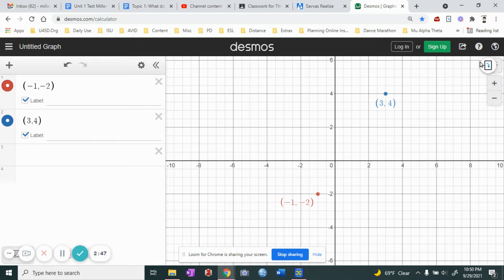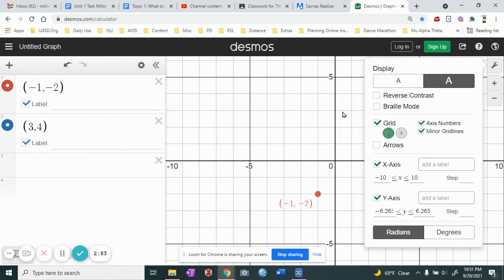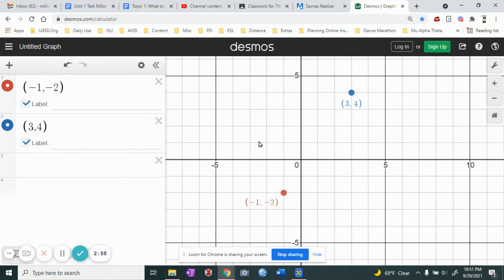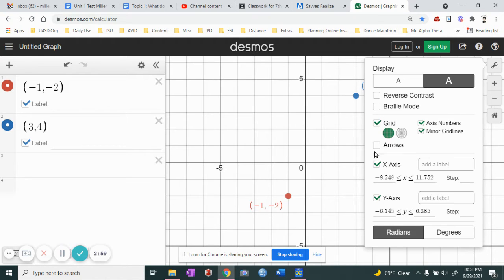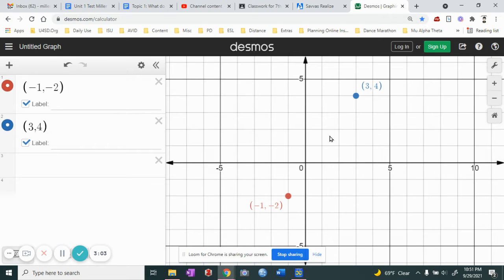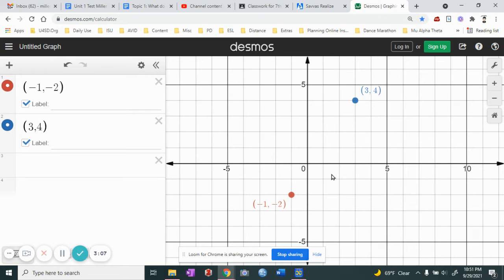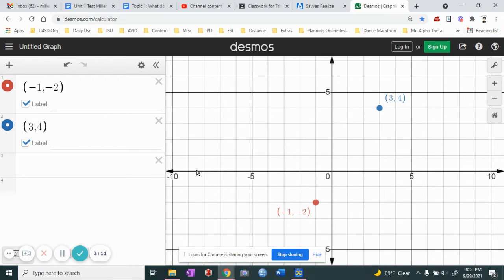Let me modify the screen. Make this a little bit brighter. Okay, I'm going to add some arrows on our axes just so that we can see this a little bit more clearly. I also want to change my zoom. Okay, so there we are. There are my 2 points.